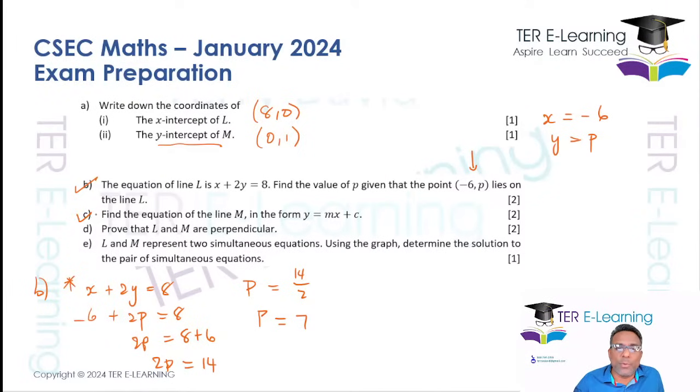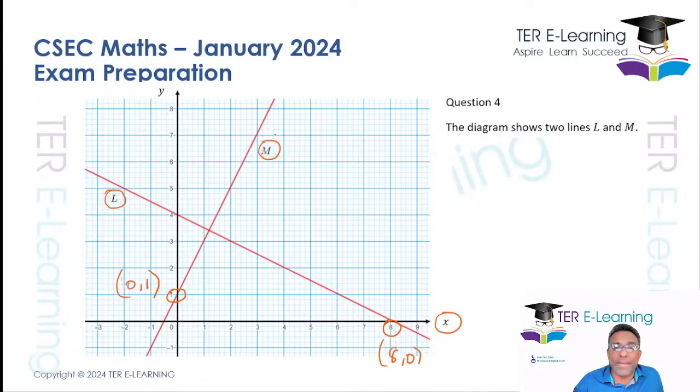Part C now, we want to work out the equation of the line M. Where is M? Let me just erase some things here. So this is M. Now remember, the equation of a straight line is given of the form y is equal to mx plus c. Now c is your y-intercept, and we already know what c is. c is actually 1. We know this already.